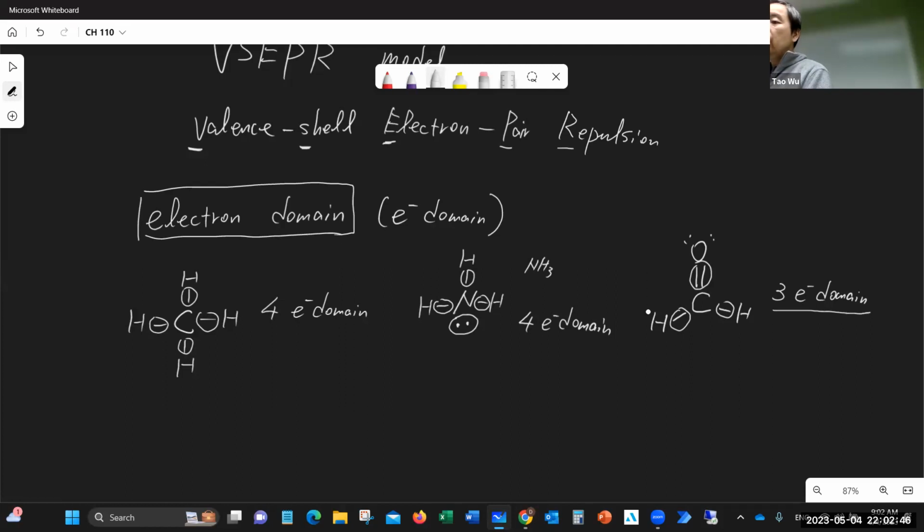If you're talking about this one, this is called an alkyne. If you're talking about this carbon, it contains only 2 electron domains, 1 single bond and 1 triple bond. So triple bonds, double bonds, single bonds, they all count as 1 electron domain. So the central carbon here contains 2 electron domains.